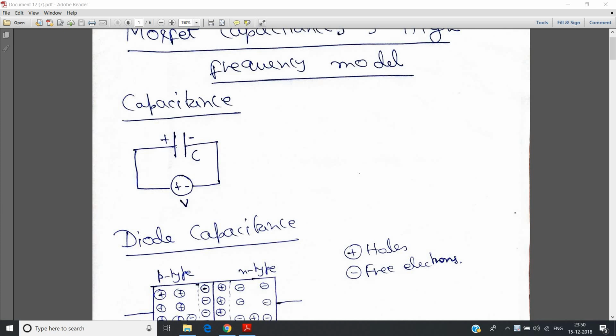Like in this case, these two plates are separated by, suppose, an air medium. Air is also a dielectric medium, and we are applying a potential. On one plate we are applying positive potential, and on the other plate we are applying negative potential. So this will form one capacitance, right? This is the basic concept of capacitance, which you all know.